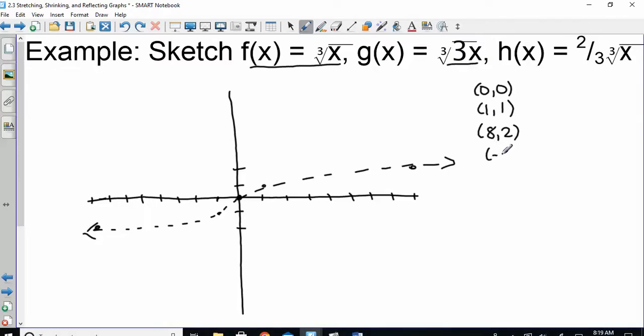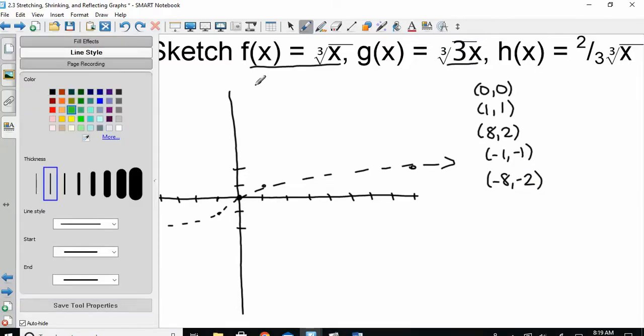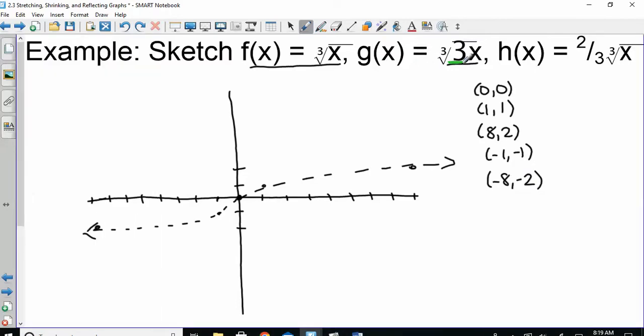The first one I'm looking at, the cube root of 3x. Am I going to be changing my x or my y? Why? Look at this. My 3 is inside, so anything inside is changing x. And x does the opposite of what it says. So it says multiply x by 3, so what will we do? Divide it by 3, or multiply by a third.